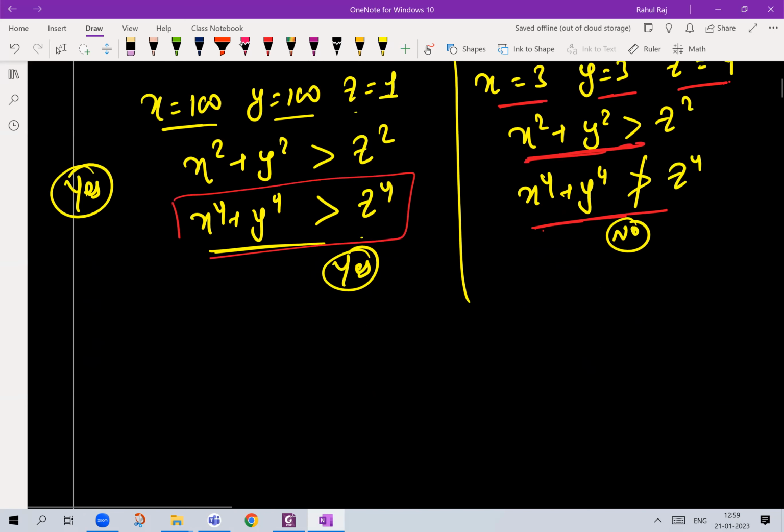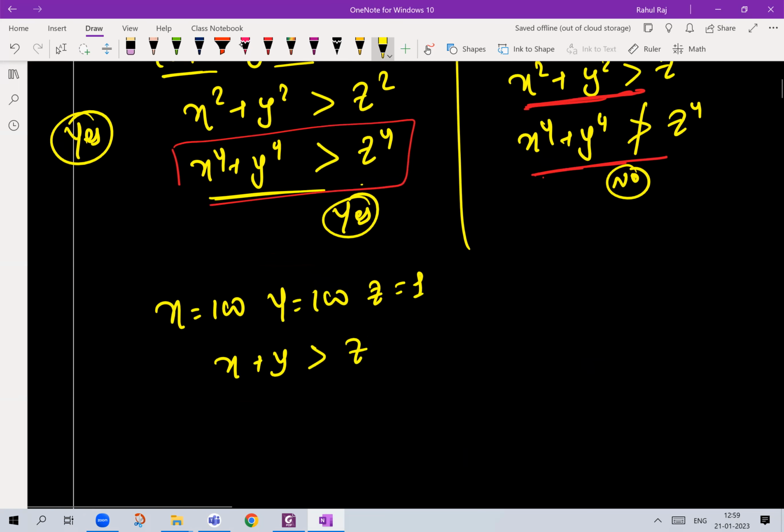Second is, again, you take the same values for the second statement. Imagine I take x is equal to 100, y is equal to 100, z is equal to 1. Now for these values, can I say statement number 2 suffices, x plus y greater than z, 100 plus 100 is greater than 1. And my question suffices, x4 plus y4 is greater than z4. That's it. So I have a yes situation here.